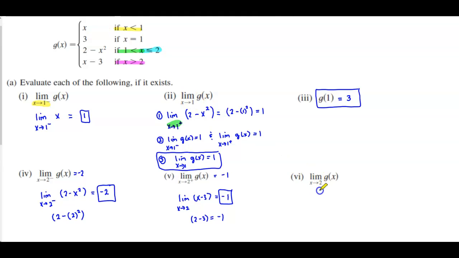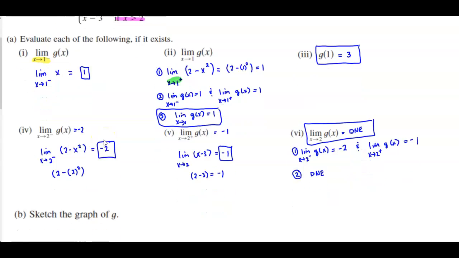Okay, in part 6, it's asking us to find the limit of g of x as x is approaching 2. Well, looking at 4 and 5, we know that the limit as x is approaching 2 from the left of g of x is equal to -2, and the limit as x is approaching 2 from the right of g of x is -1. They are not equal, so therefore this limit does not exist.